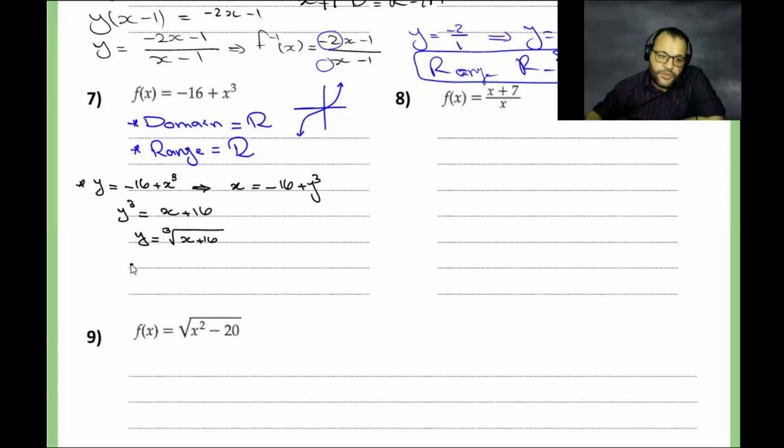What is the domain for this one? It's not a polynomial function, so it's R. And what is the range? Not including negative 16.